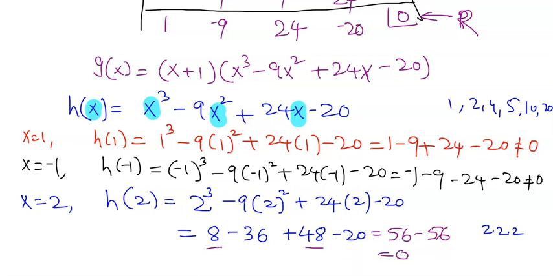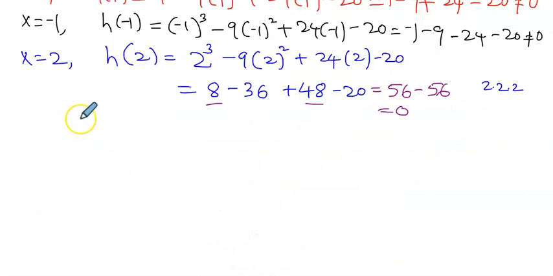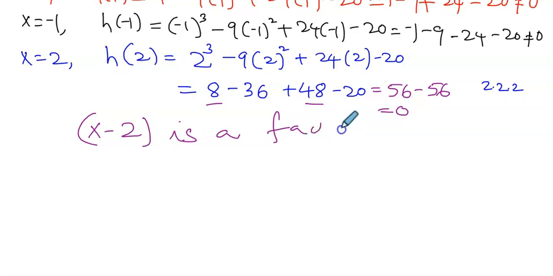You got a 0. Tells me that x minus 2 is a factor of h of x, right?